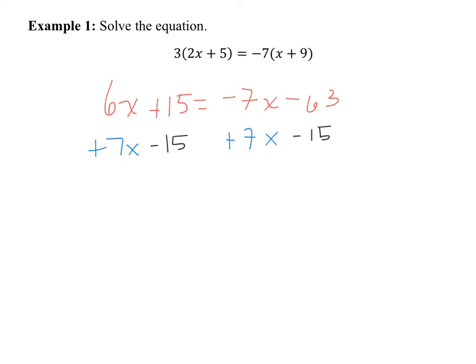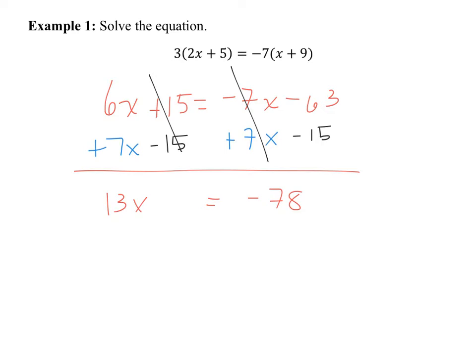And if you need to do what I'm doing here and use color coding, do that, please. So you recognize that you're doing it on the same side. So we add 7x to 6x, giving us 13x. And we have -63 minus 15, giving us -78. Now, again, please recognize that these 15s are canceling and these 7x's are canceling. That's why those just drop off. And we have two negatives, making it more negative.